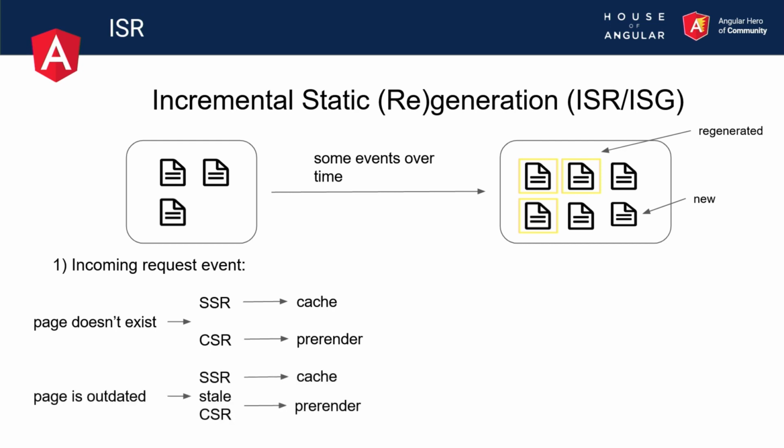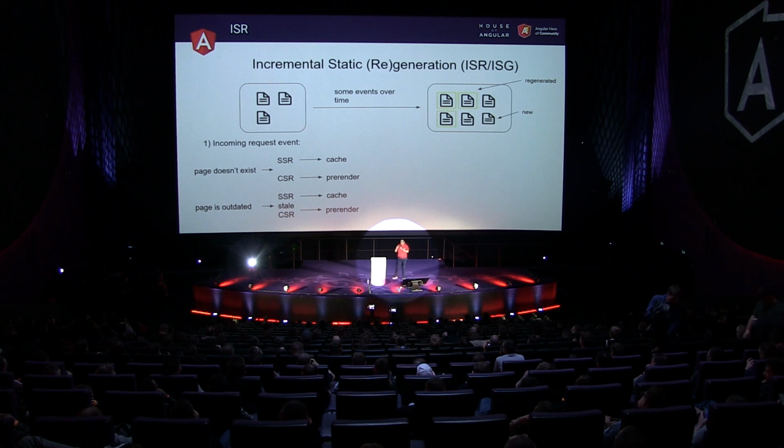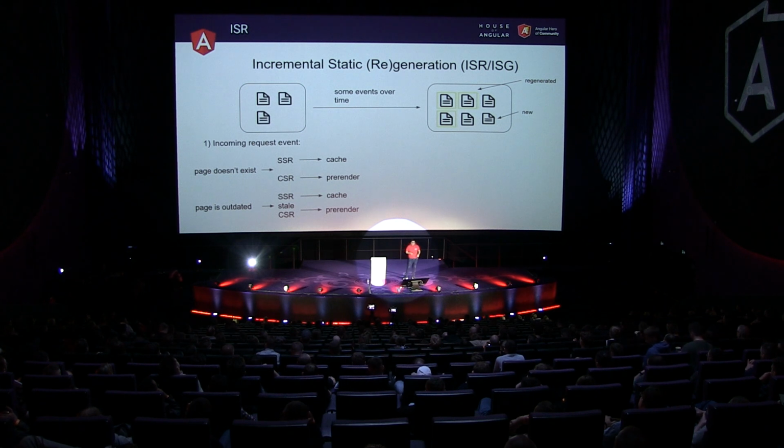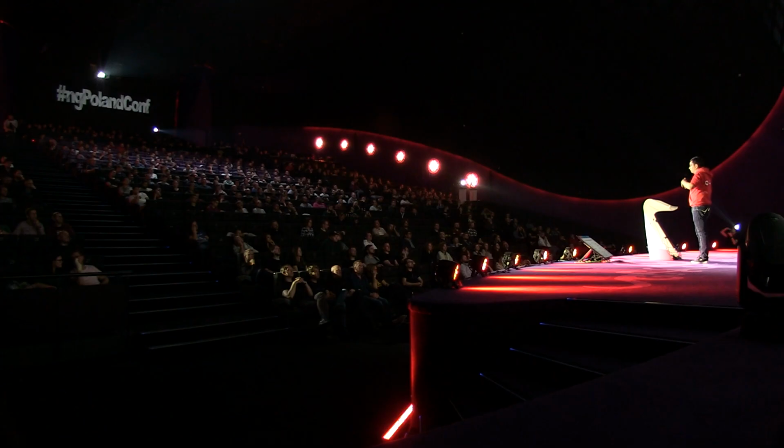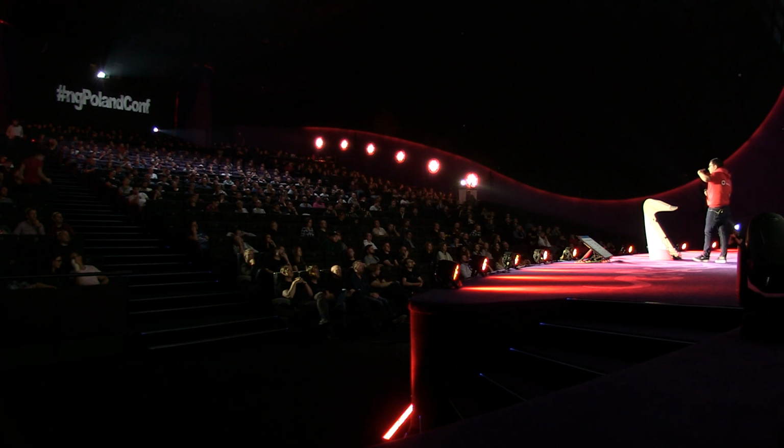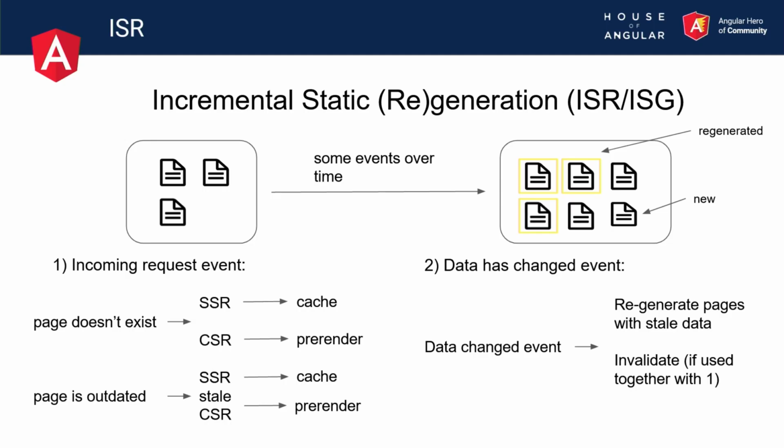And if the page is outdated, you can do exactly the same process, plus you have the additional option of returning stale content. All those little variants depend on your business needs. And the second approach is, instead of the traffic, you focus on the data changes from, let's say, an observed CMS or observed database. When the data changes, you either regenerate pages that have stale data, or you invalidate them if you, for example, want to use this pattern together with the first approach.